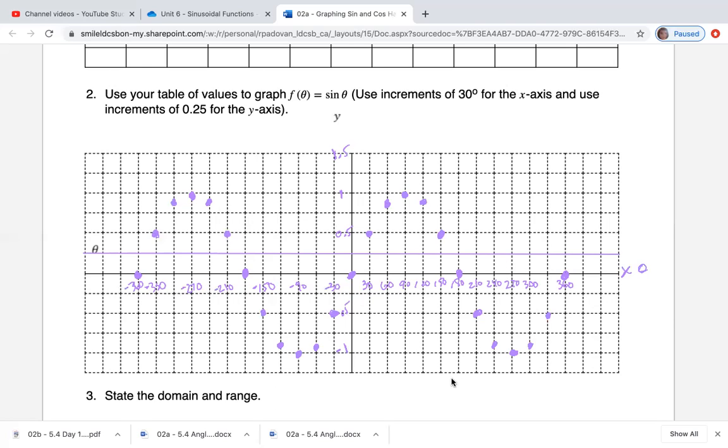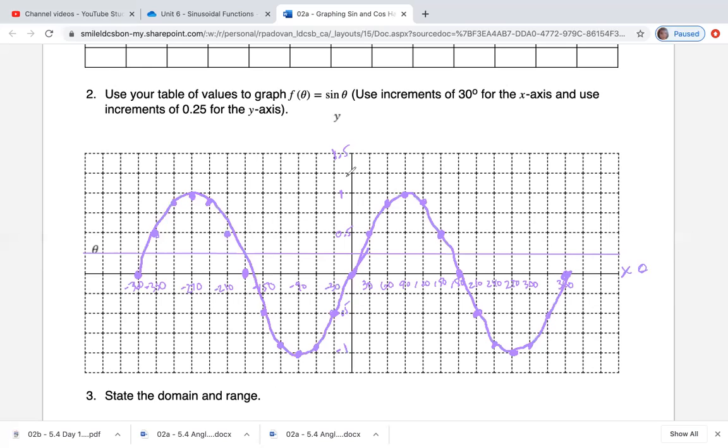So then let me get a thicker line here. Okay. I'll try my best to draw a straight curve through here. Not straight meaning straight line, I just mean, can I join the dots together? So this is what the graph of the sine curve looks like. Sine of theta looks like this.